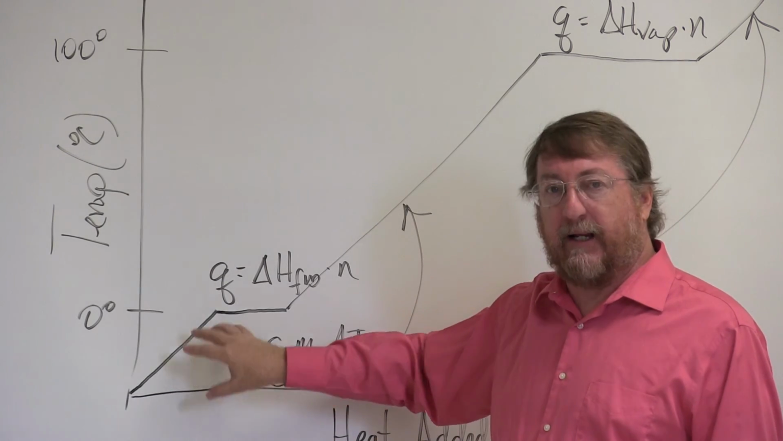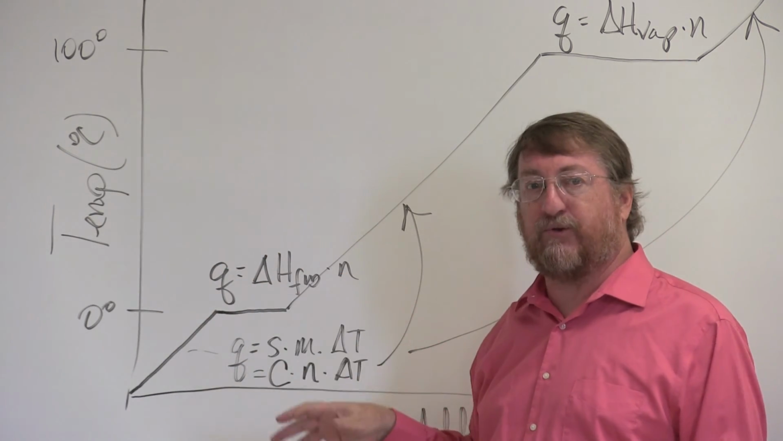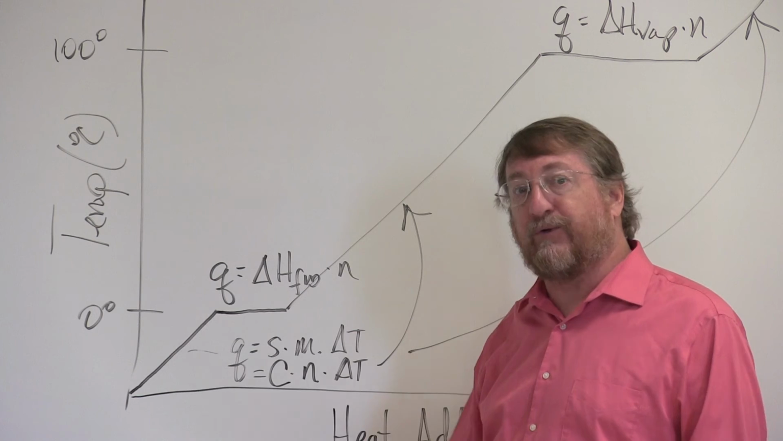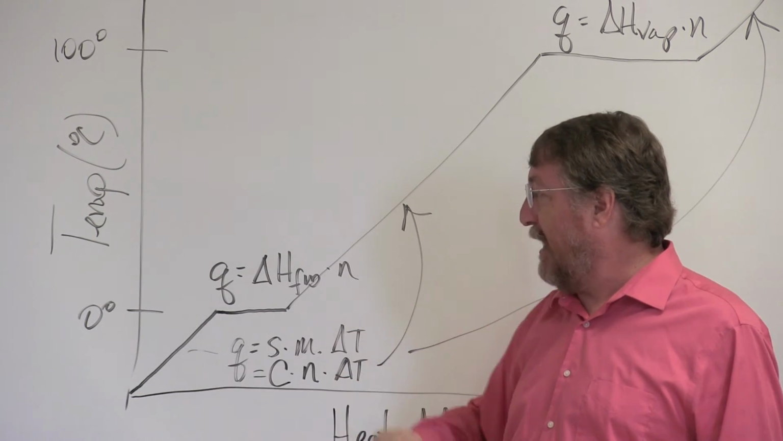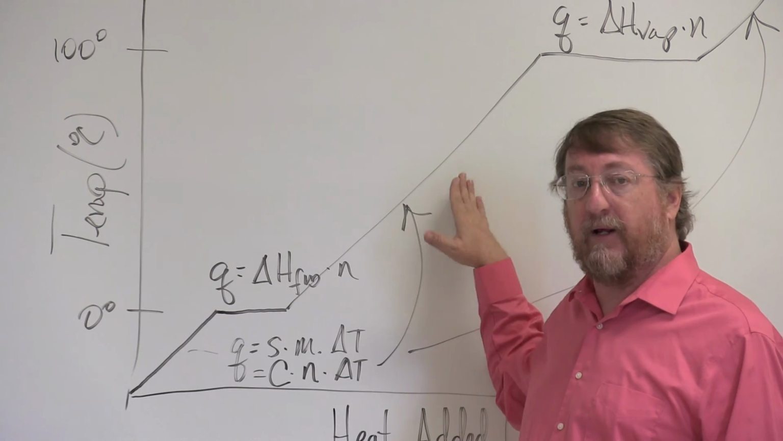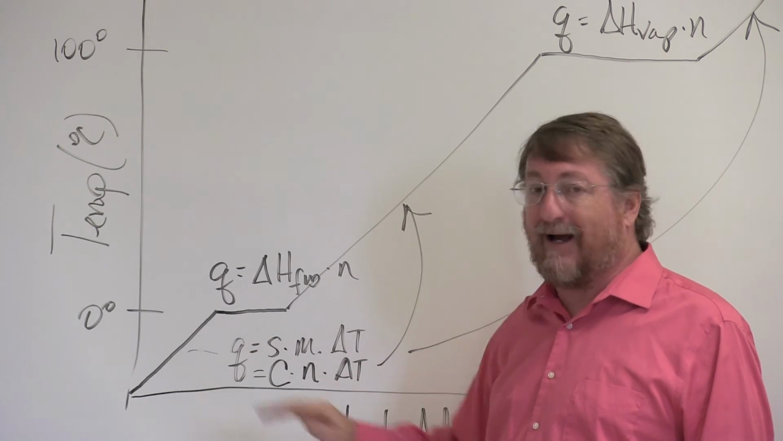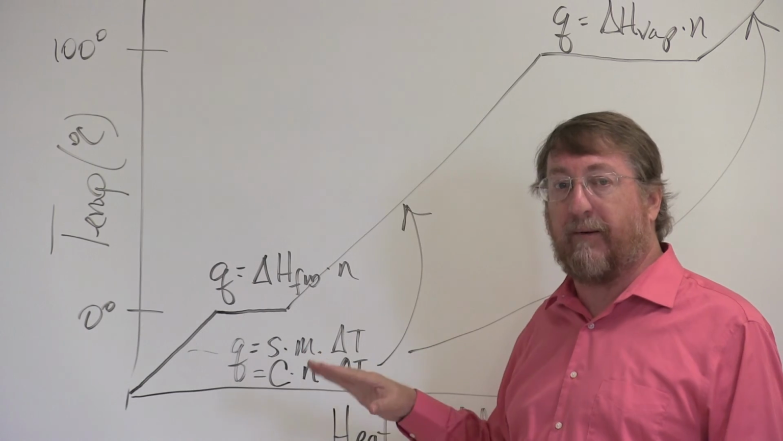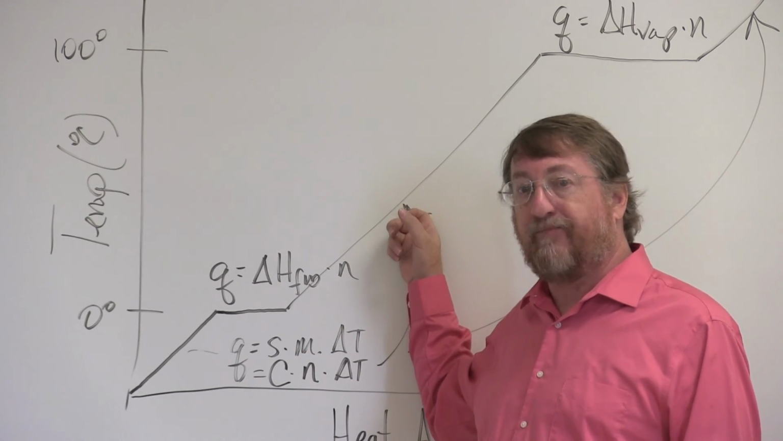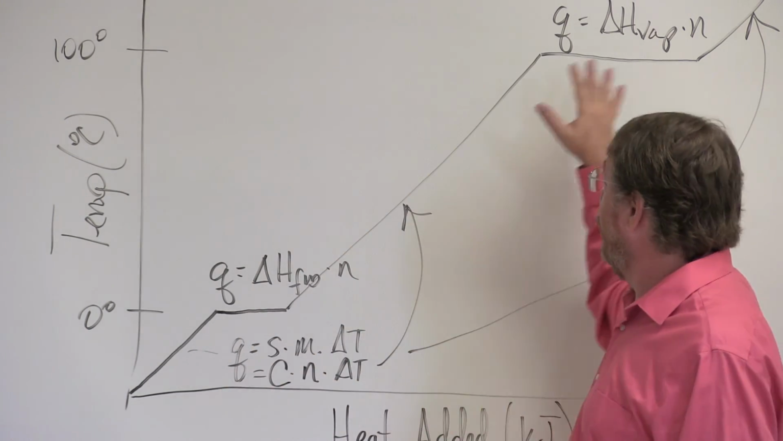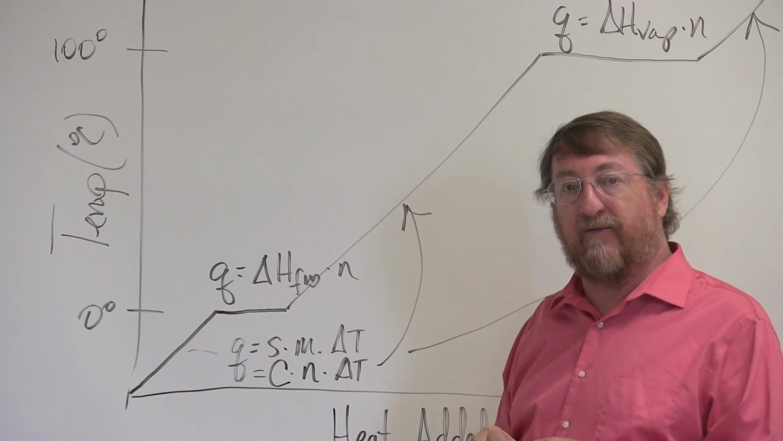So heat capacity governs the change of temperature inside the phase. There's a different heat capacity for the solid versus the liquid, meaning liquid water takes twice as much heat to change temperature as ice does. And same thing with steam. Both of those are about half of liquid water. Okay? And then our flat lines are governed by our heat of fusion and heat vaporization.